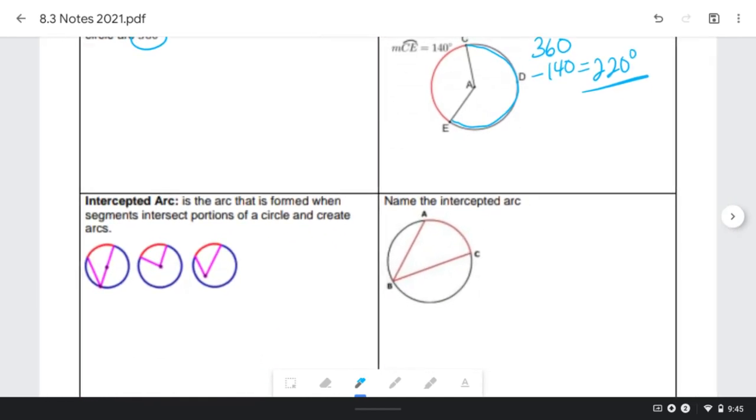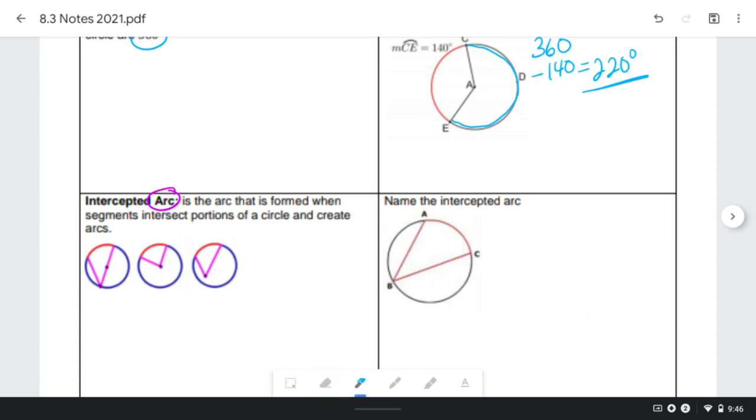All right, an intercepted arc is the arc that is formed when segments intersect points of a circle and create an arc. You really won't see the words intercepted arc, you'll just see arc. So this is an intercepted arc. It just means that there's lines between it instead of just having something like this. You know, it has an angle in there too. So that's an intercepted arc.